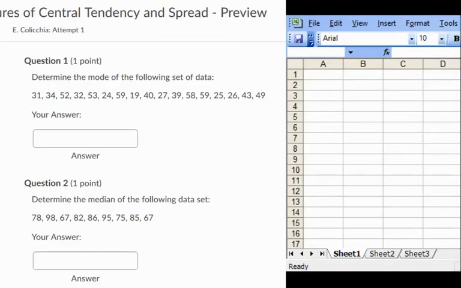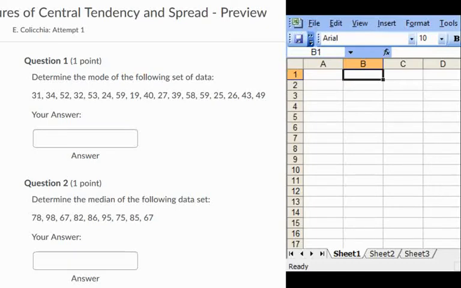So this is what the quiz looks like for this lesson. And you're going to have 6 questions. So the first one you see: determine the mode of the following set of data. In this case, you're looking for which number occurs most frequently, right? So what I could do is just look through that set of data and see if there's a number that occurs a second or a third time.